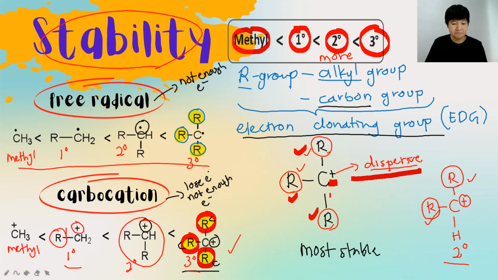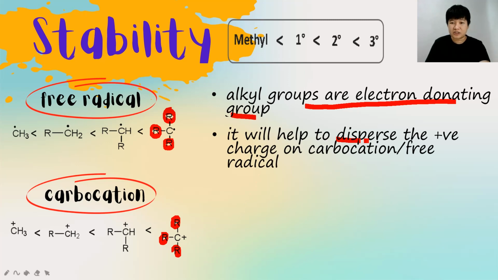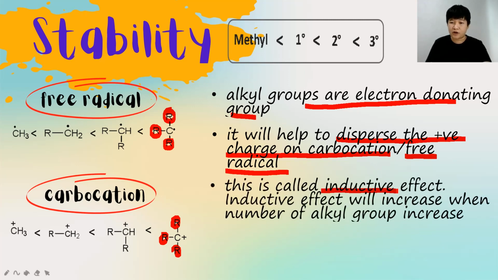Alright? Easy? The complete sentence works something like this. The alkyl groups are all electron donating groups. So we know that all these alkyl groups are your electron donating groups. They will help to disperse the positive charge on the carbocation and the free radical. Okay? It will help to disperse the charge on it. And this is what we call inductive effect. This process is what we call inductive effect. And inductive effect will increase when the number of alkyl groups increases.